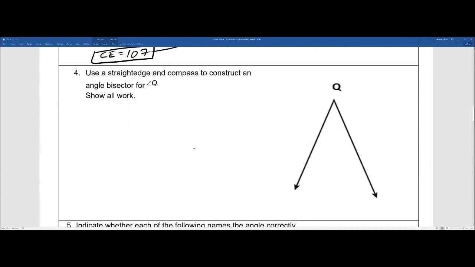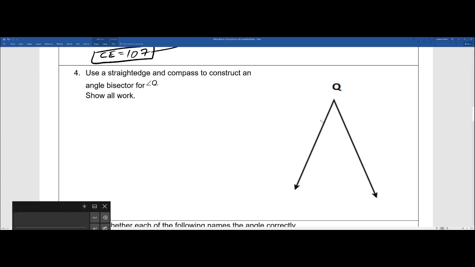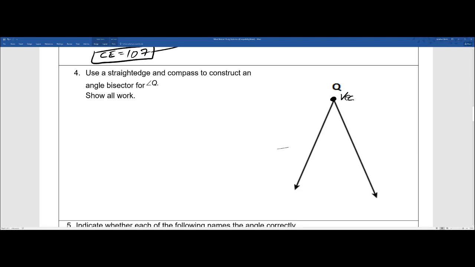All right, use a straight edge and a compass to construct an angle bisector. Make sure you do not just draw a line down the middle, okay? I did do this in class and I used a protractor, it would work if you want to use a protractor. And basically all you have to do, let's say for example I used a protractor. You want to place your protractor's little hole on the vertex.